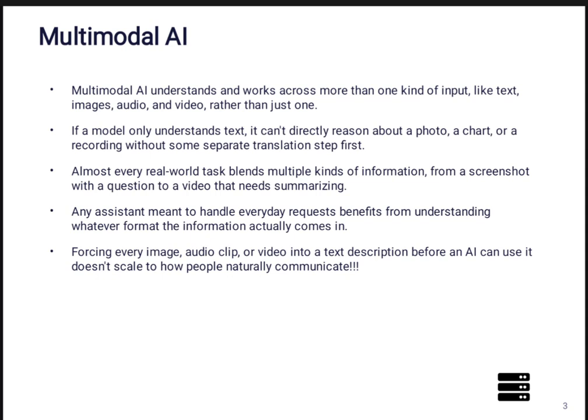Almost every real-world task blends multiple kinds of information, from a screenshot with a question to a video that needs summarizing. Any assistant meant to handle everyday requests benefits from understanding whatever format the information actually comes in. Forcing every image, audio clip, and video into a text description before an AI can use it doesn't scale to how people naturally communicate.